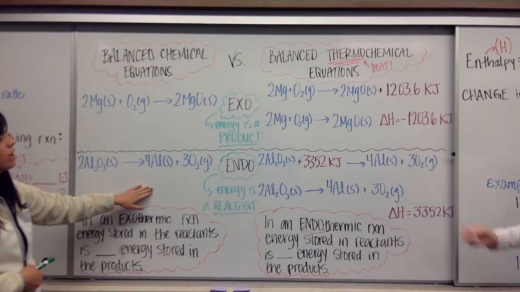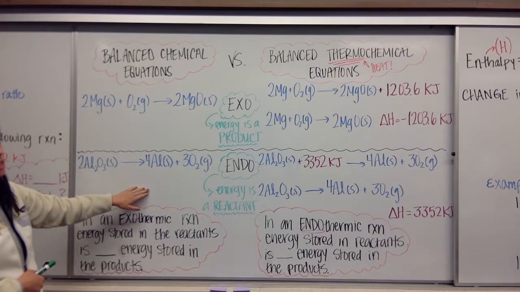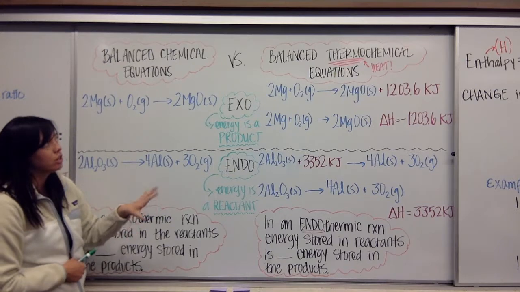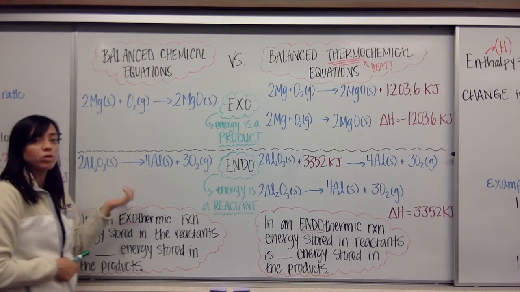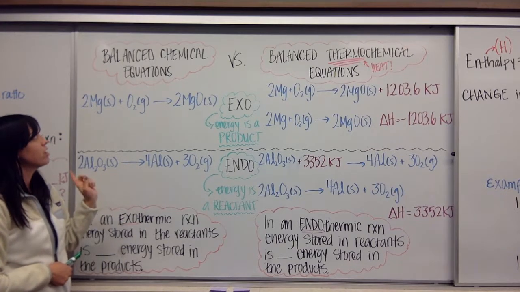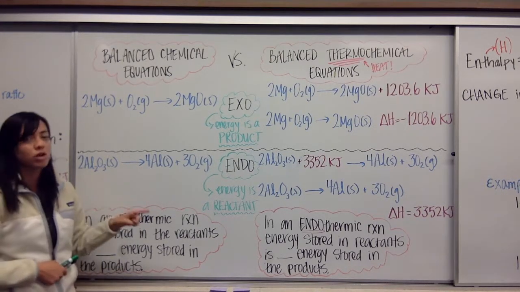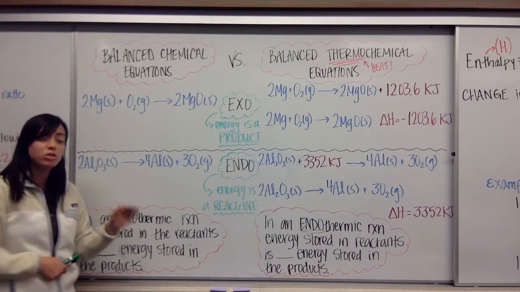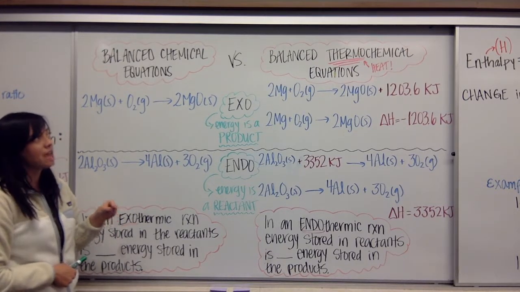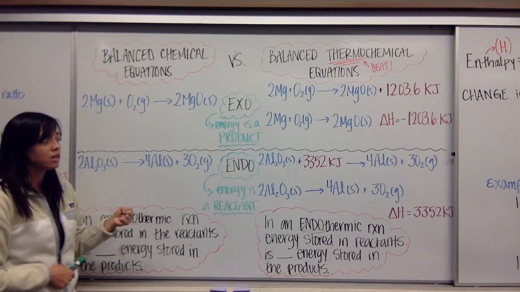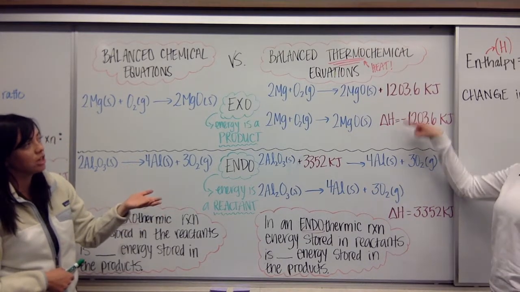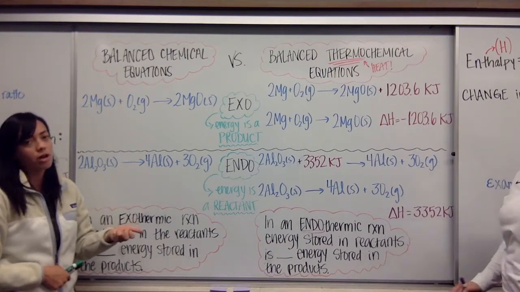So we are going to translate this idea of enthalpy and change of enthalpy and heat of reaction to our balanced chemical equations that we know and love already. I'm just going to give you some examples of balanced chemical equations and balanced thermochemical equations. You'll notice that balanced thermochemical equations look very similar to balanced chemical equations, except they also include energy, heat in the form of energy in kilojoules. So that's where the thermo comes in.